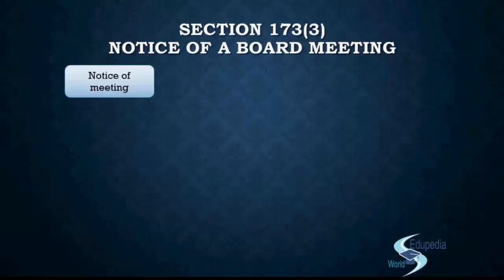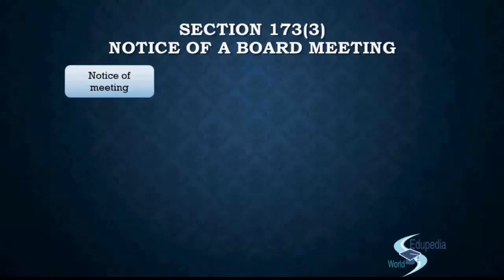Now we move on to the next section, which is section 173 subsection 3, the notice of a board meeting. So when we talk about the notice of a meeting, what do we mean and why do we send a notice? The basic purpose of sending a notice of the board meeting is just to inform the directors about the time, date and place of the meeting. Right? You have to send them the information, so for that, send them a notice.